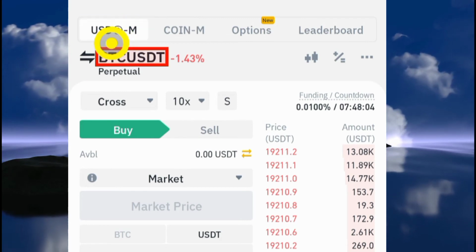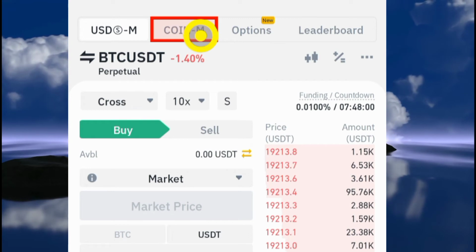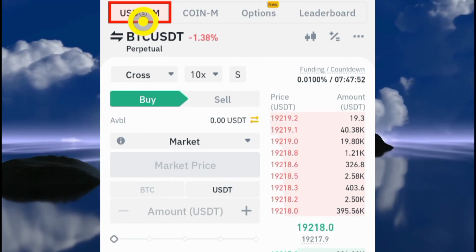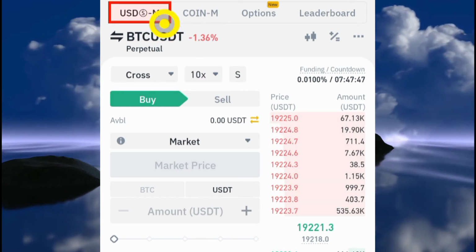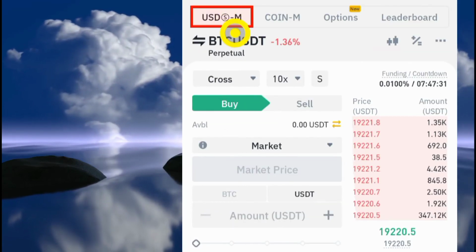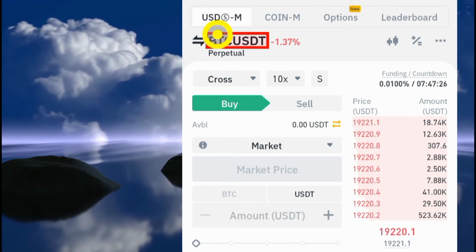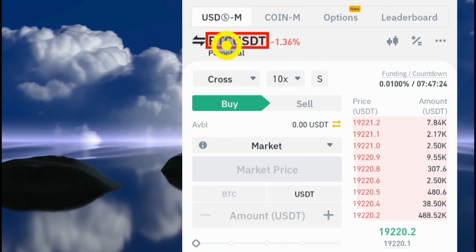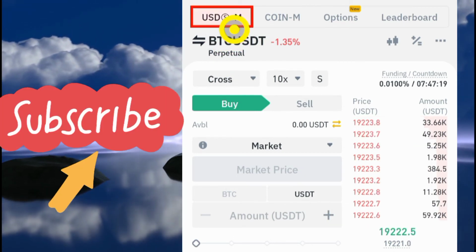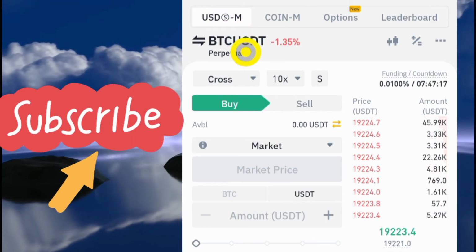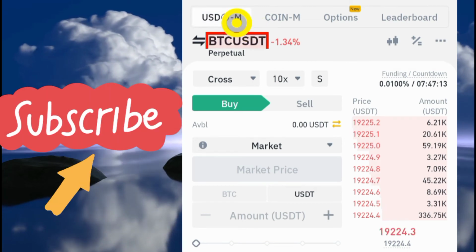Up here you will see where it says USDM, and also you see coin M. Basically, what this simply means is that you can use stable coins to trade here. You're basically going to be transferring a stable coin, and the stable coins are USDT and BUSD, the Binance stable coin. Those are the stable coins you can transfer to this place to be able to use this platform. That's basically what this means, to avoid some technical explanations.